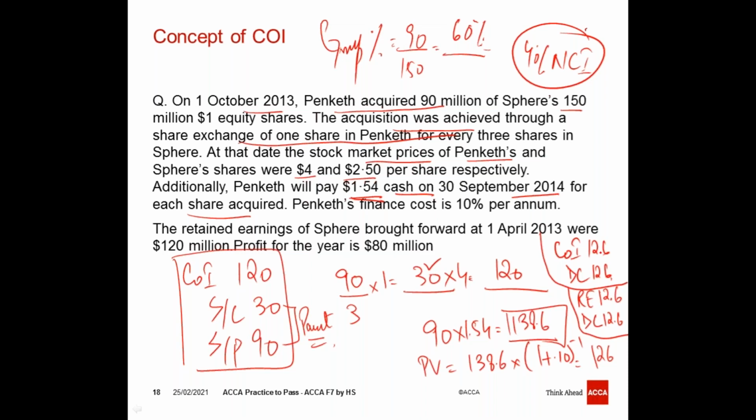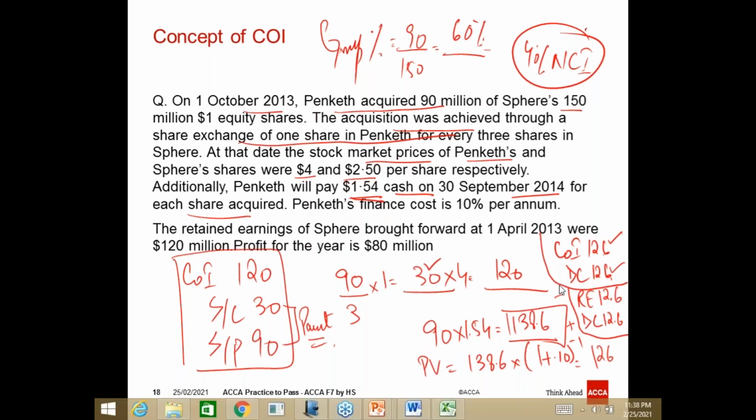So you should remember this point, that the cost of investment will be added with 126, deferred consideration by 126, and the retained earnings will be deducted by 12.6, and 12.6 will be added in the deferred consideration. This deferred consideration, if it is payable after 1 year, will be reported in non-current liability. Otherwise, if it is payable within 1 year, it should be reported in the current liability.